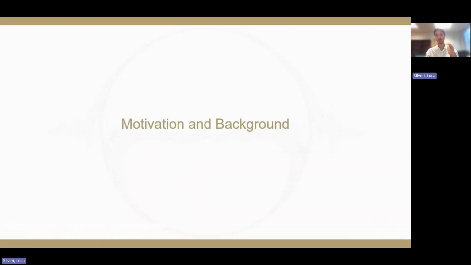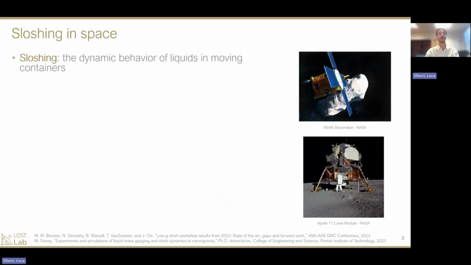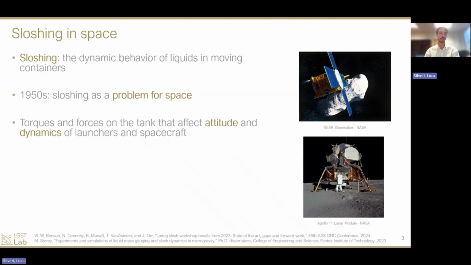So let's start with some motivation and background. What is sloshing? Sloshing is the dynamic behavior of liquids in moving containers, and it was first recognized as a problem for space in the 1950s following the loss of the second Jupiter C launcher. Sloshing can be a problem for space because it can induce torques and forces on the tank that affect attitude and dynamics of launchers and spacecraft. We can see two examples here on the right.